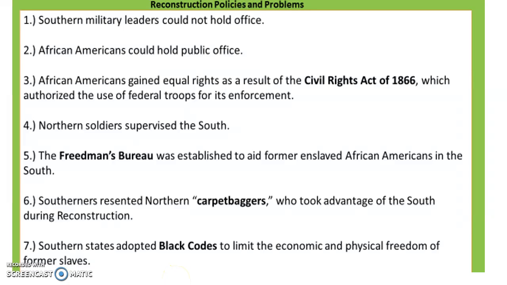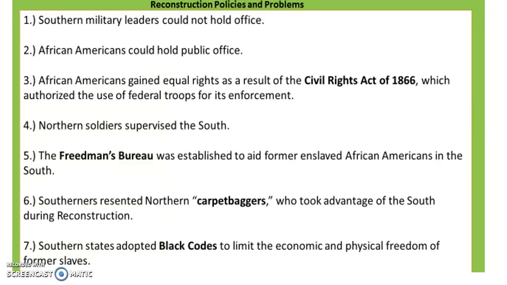Hello students, this is an audio review of Reconstruction policies and problems of the post-Civil War period, and this will help you when we have a quiz on Thursday. So I'm going to elaborate on some things to help you recall the information we've learned about. Alright, I'm going to just run down some of the Reconstruction policies. And you should already know what Reconstruction is.